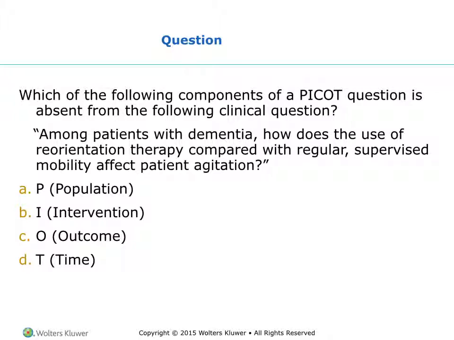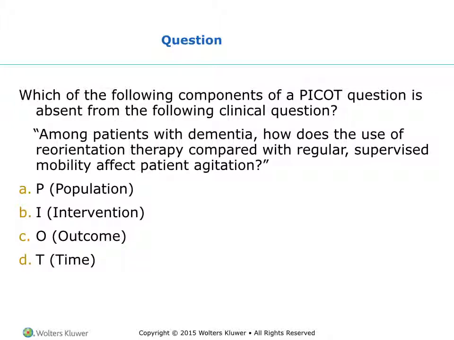Which of the following components of a PICO question is absent from the following clinical questions? So we've talked about the 5 components of a PICO question: population of interest, intervention or issue of interest, comparison, outcome, and time. Let's look at the question in the quotes and see which of those is missing. Among patients with dementia, how does the use of reorientation therapy compared with regular supervised mobility affect patient agitation? I think that's pretty easy.